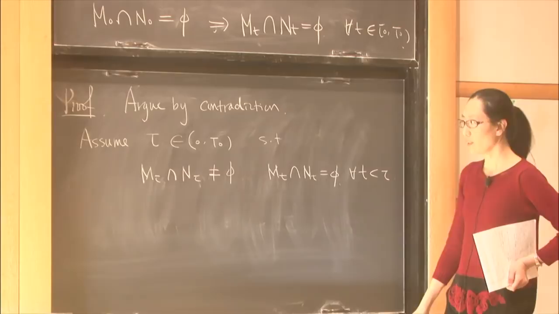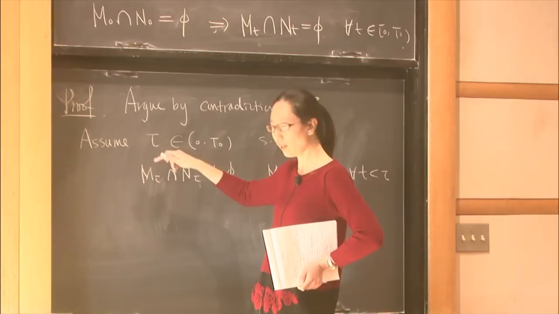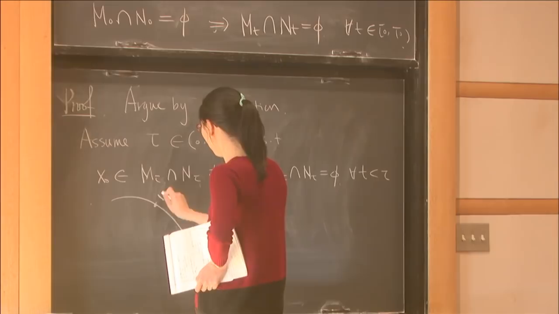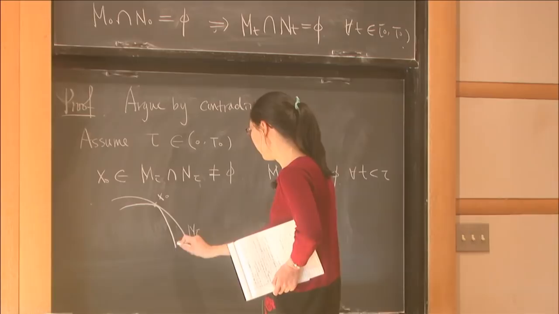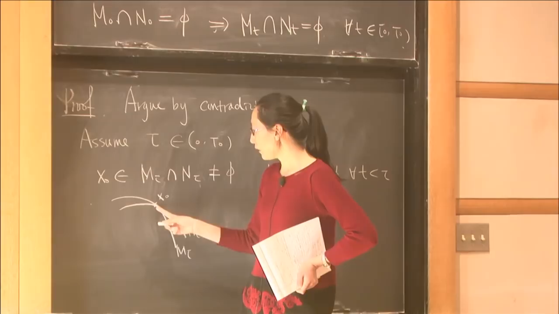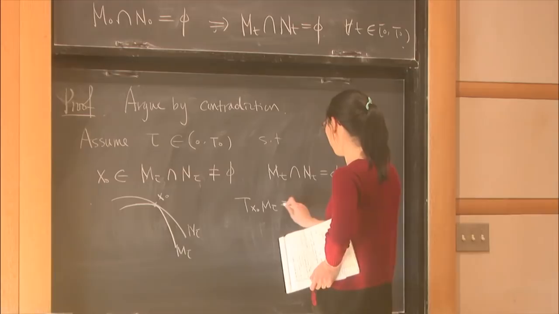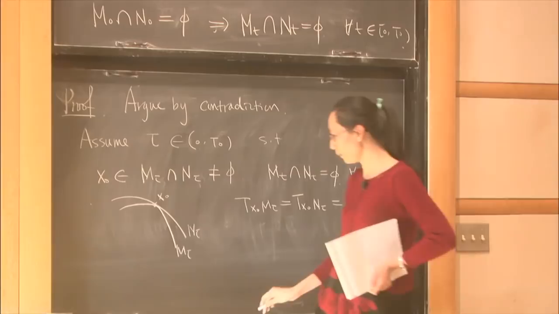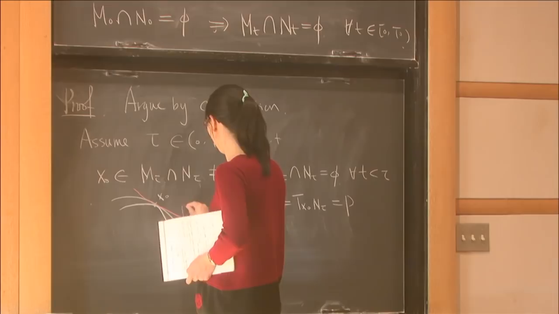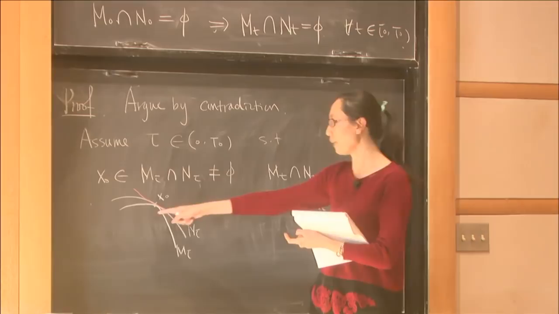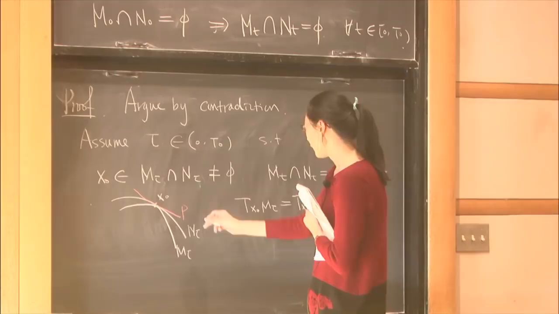So what's the special property of the first intersection time? Let's say you take a point which lies in the intersection. Because it's the first time they intersect, at this intersection point x0, the tangent planes of M_tau and N_tau have to be the same. So T_x0 M_tau equals T_x0 N_tau, say it's a tangent plane. If it's at another time, they may actually intersect transversally, but the first time they have to be touching.